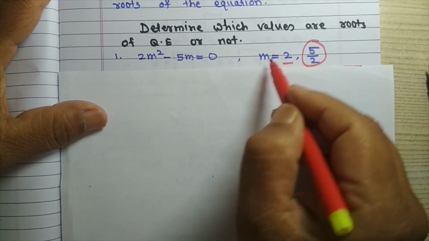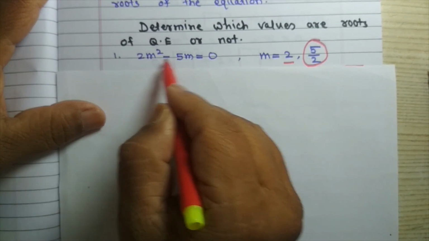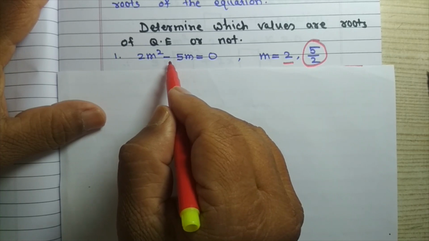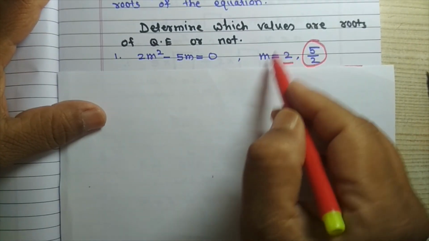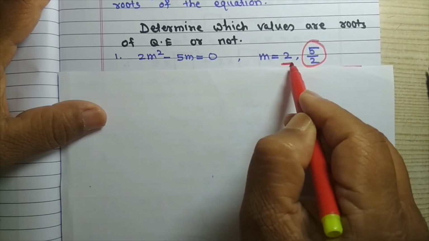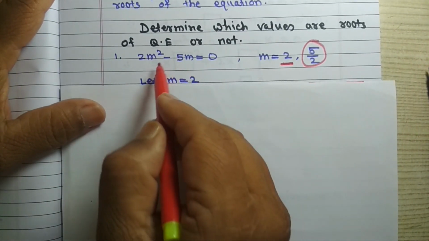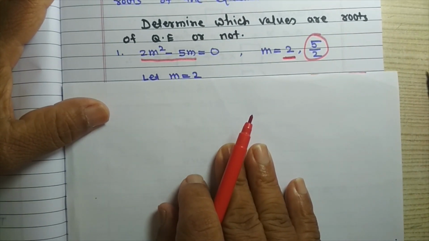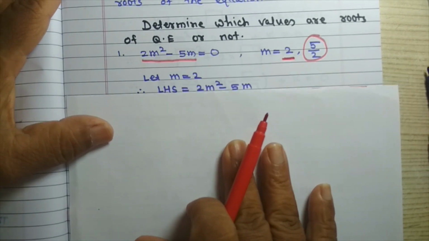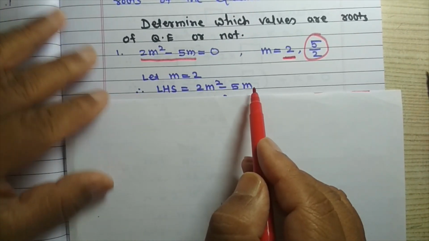We have to put the value of m in the left side of that equality and see whether both sides are the same or not. We have to verify here. First we take m is equal to 2. Okay, let m is equal to 2. We take the left side of that quadratic equation, that will be 2m square minus 5m. LHS means left hand side, 2m square minus 5m.